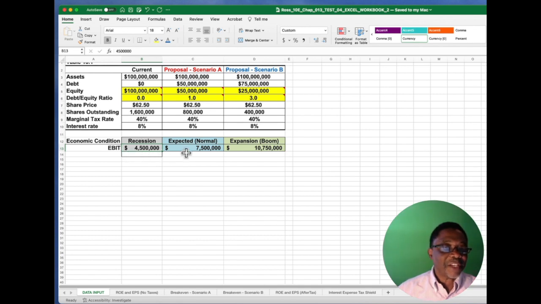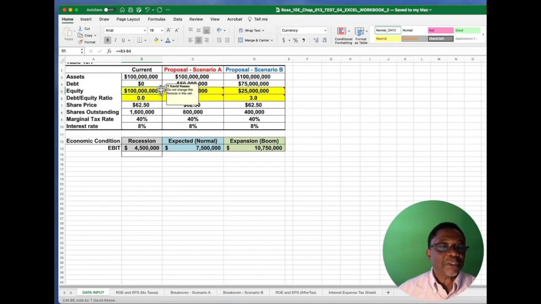So if there's a recession, in this case we're saying that EBIT is going to be 4.5 million. If there is a normal economy, we're saying EBIT is going to be 7.5 million. And if there's a boom or expansion economy, EBIT is going to be 10.75 million. Now again, when you're taking the test, you can change these values. You can change any of the values in the white cells. Just do not change any of the values in the yellow cells.